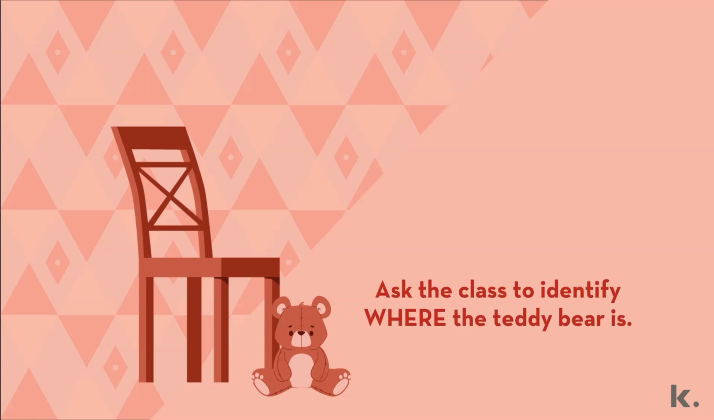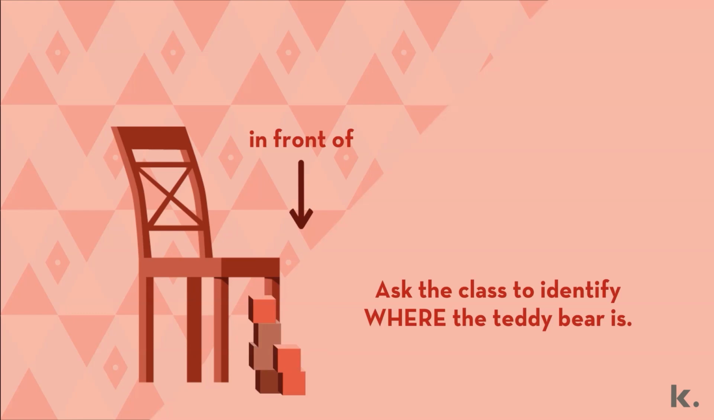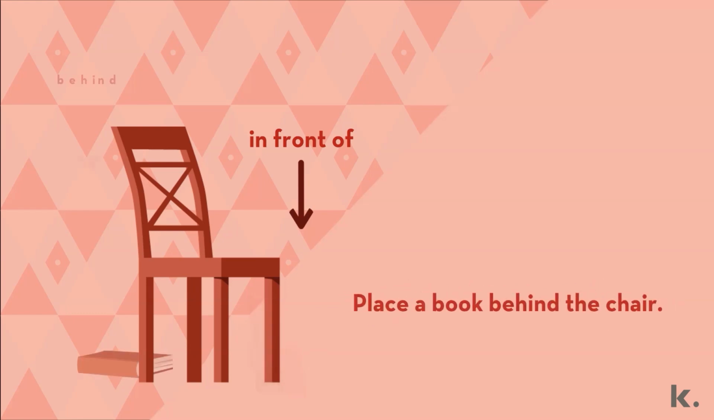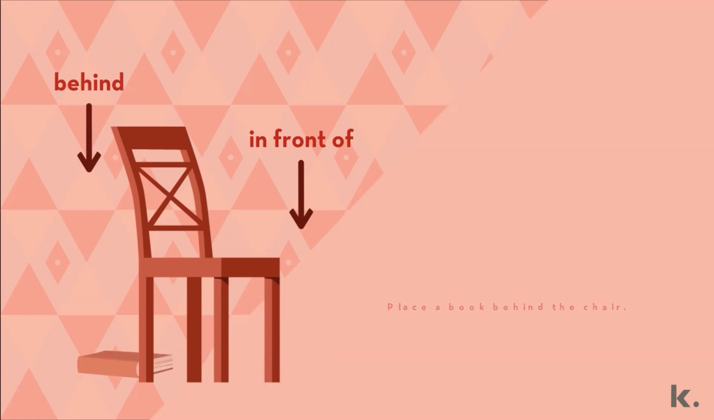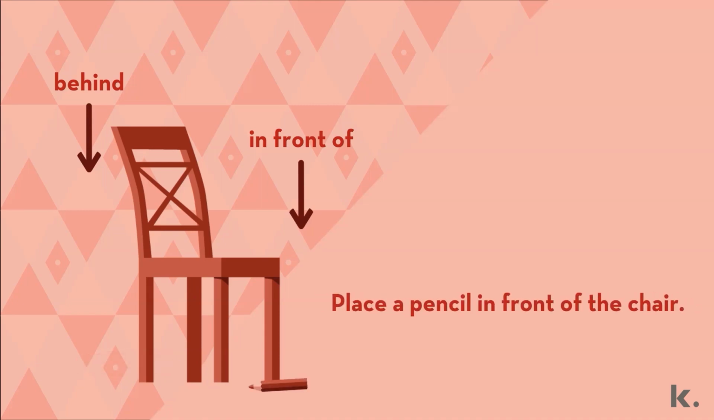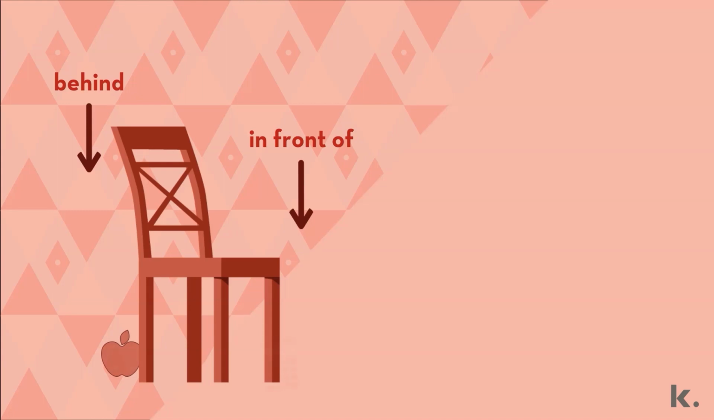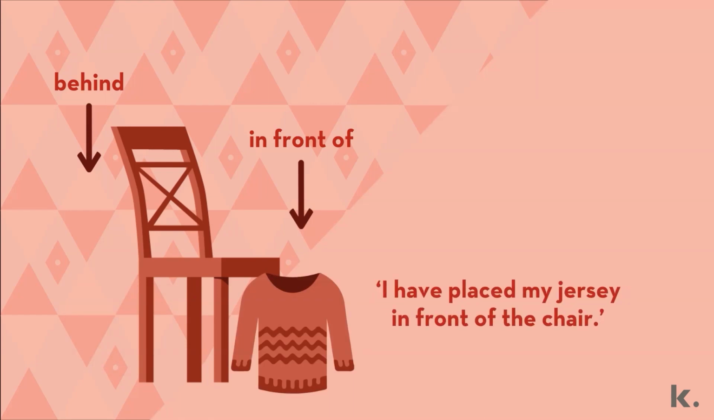Repeat this process using other objects from around the classroom. Place a book behind the chair. Place a pencil in front of the chair. Select children to place an object of their choice either behind or in front of their chair. Have them describe the position of their object by saying, I have placed my jersey in front of the chair, or I have placed my shoe behind the chair.